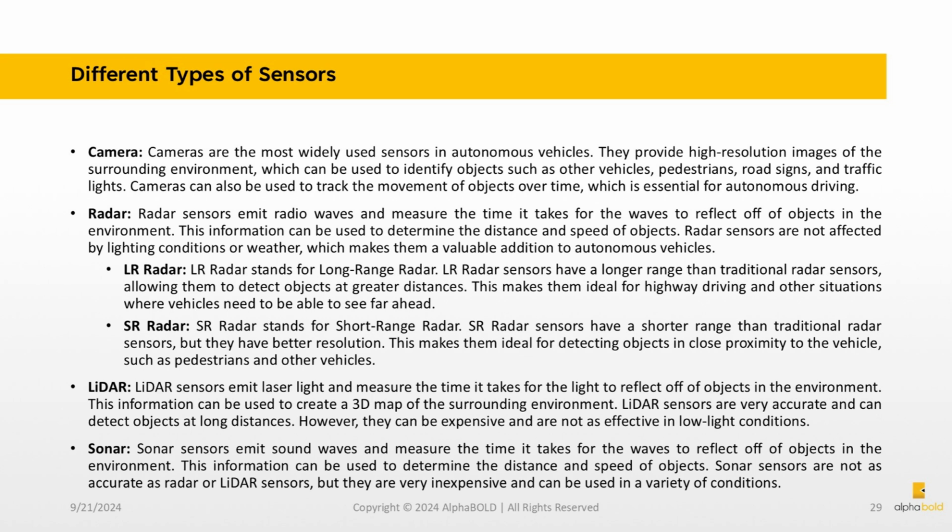Sonar. Sonar sensors emit sound waves and measure the time it takes for the waves to reflect off of objects in the environment. This information can be used to determine the distance and speed of objects. Sonar sensors are not as accurate as radar or LiDAR sensors, but they are very inexpensive and can be used in a variety of conditions.